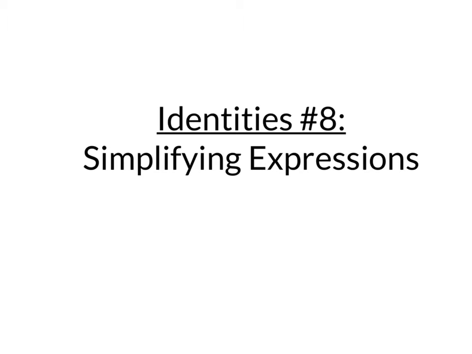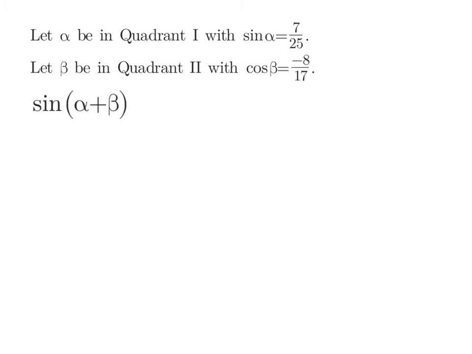All right, let's simplify some expressions using the sum and difference identities for sine and cosine. So let's say we have alpha in quadrant 1 with a sine of 7/25, and beta in quadrant 2 with a cosine of negative 8/17. And we want to find the sine of alpha plus beta.